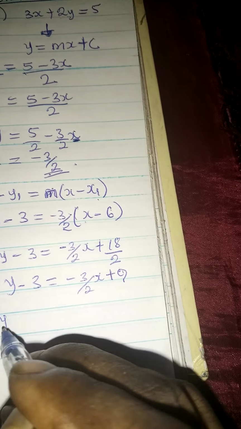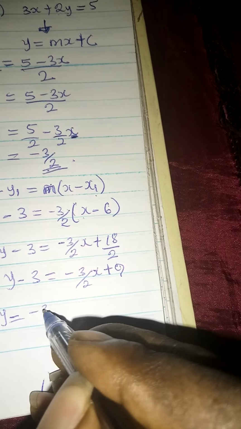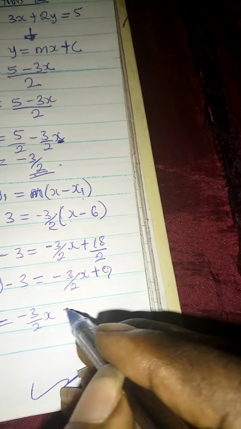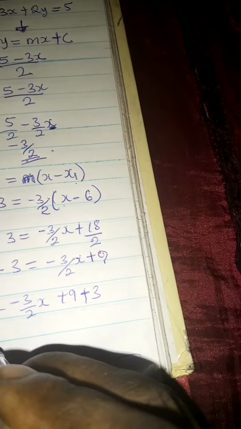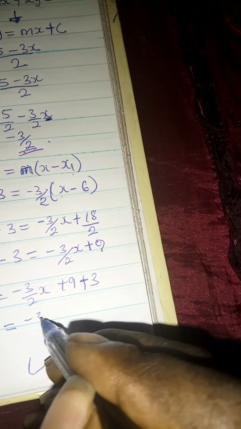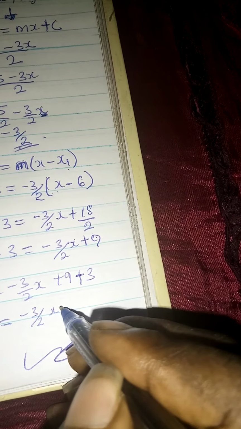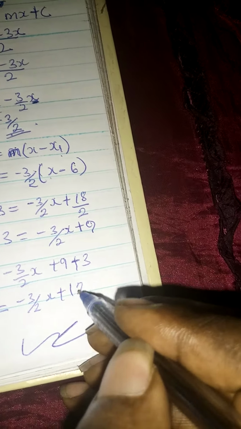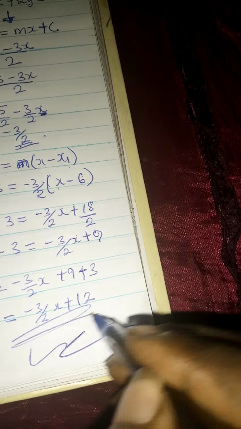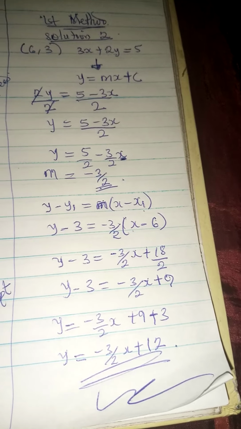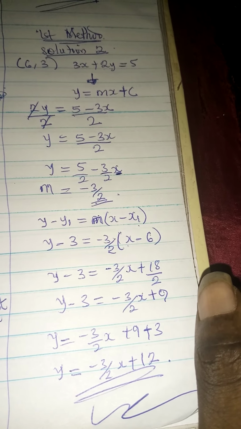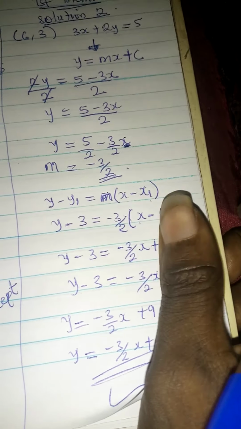So y equals minus 3 over 2x plus 9, then minus 3 will come here, plus 3. So we have y equals minus 3 over 2x plus 9 plus 3, which is 12. So that is the required equation. So from there we can now move on to the second method, that is the alternate method.